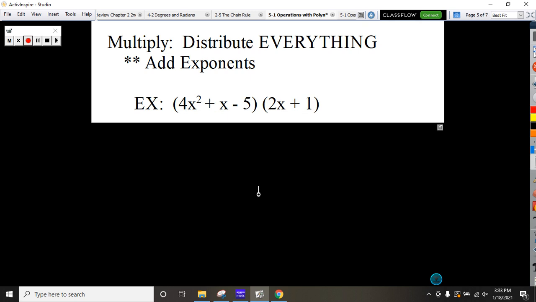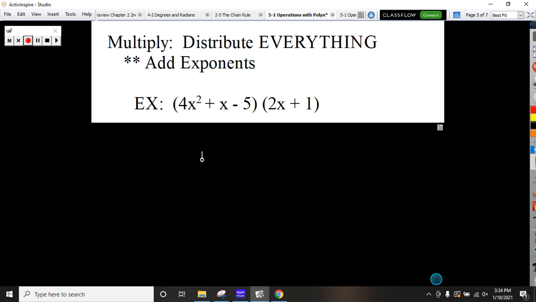So here we're going to multiply this. We have 3 terms in this polynomial, and we're multiplying this one with just 2 terms. Now again, notice all the problems are going to look similar, but notice now there's nothing in between these 2 parentheses, so that tells us we are going to multiply. If you see addition in between, just add; subtraction, just subtract. Here, we're going to multiply. So we're going to take 4x squared times both of these, x times both of these, and negative 5 times both of these. So you have to multiply everything together.